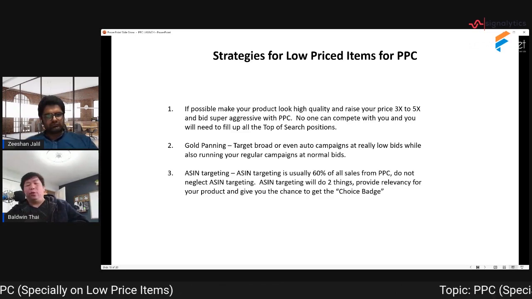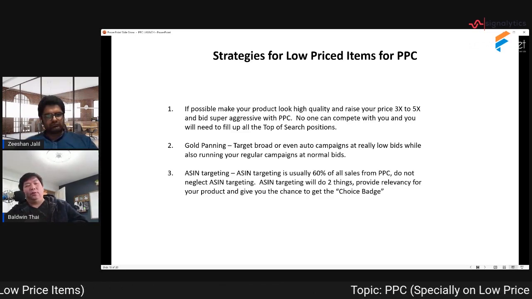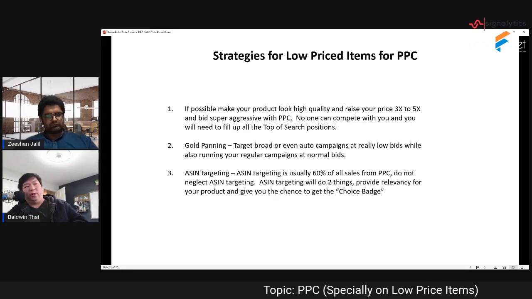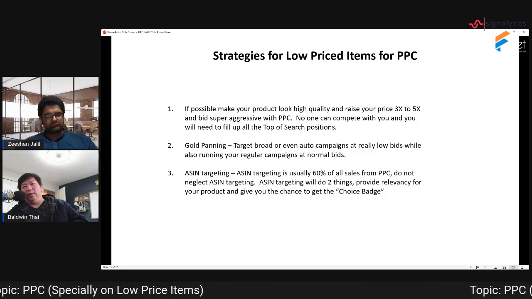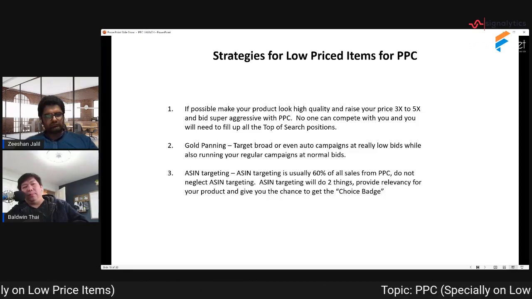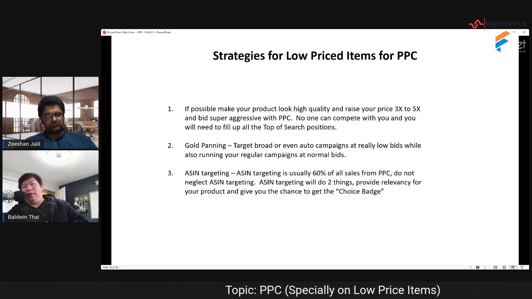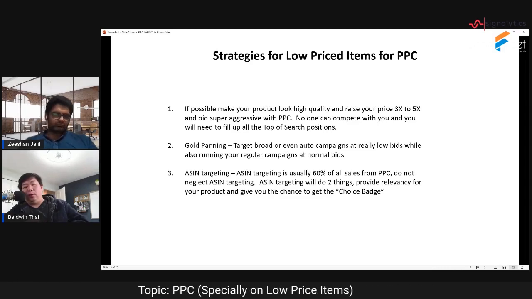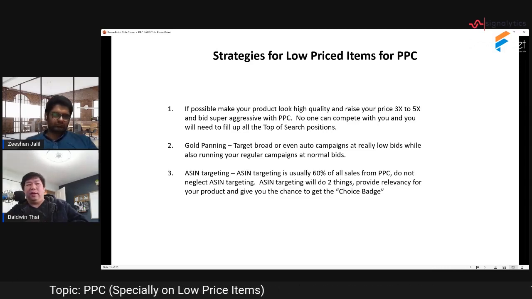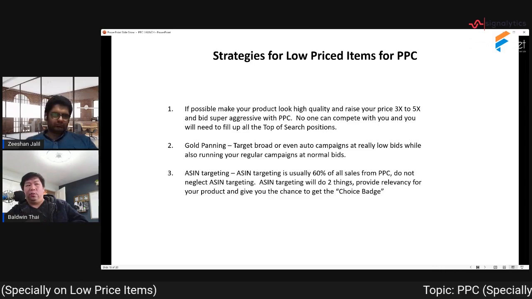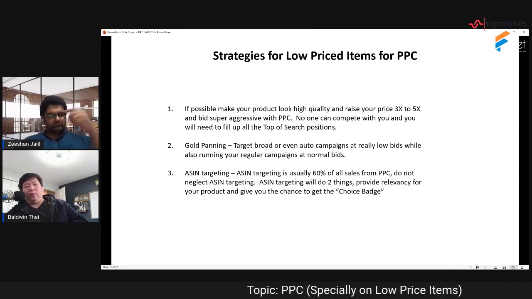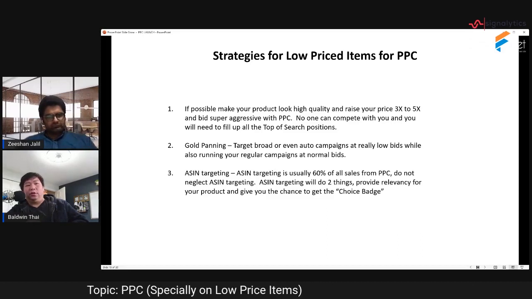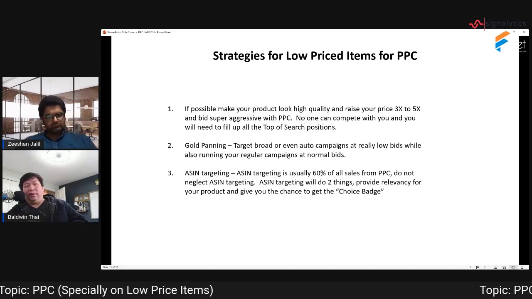And number three is concentrate on ASIN targeting. In all of Amazon, ASIN targeting is about 60% of all sales done by PPC. A lot of people think that keyword is where you get your main sales, but actually it is not. ASIN targeting is where you get most of your sales from if you're doing PPC correctly. There's two things that ASIN targeting gets you.